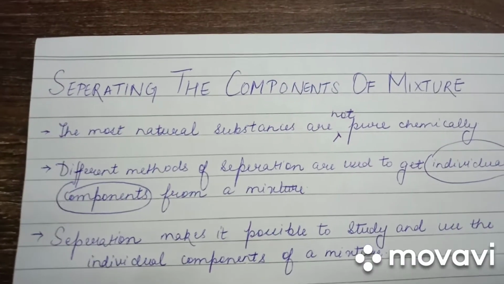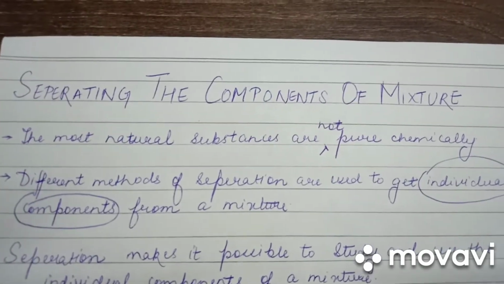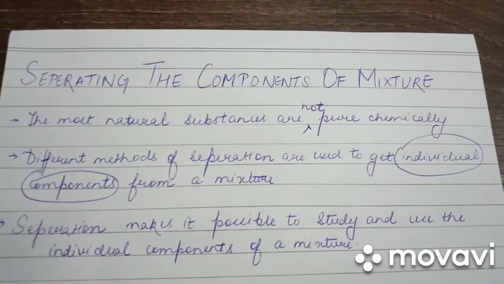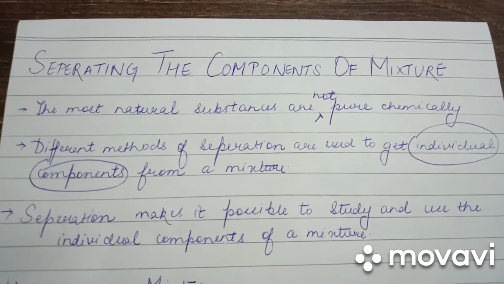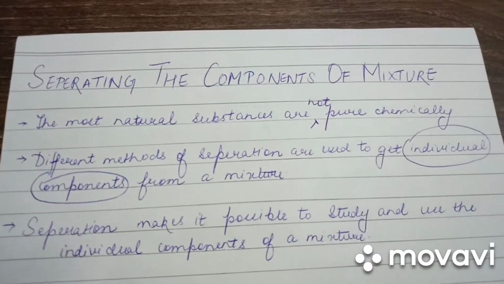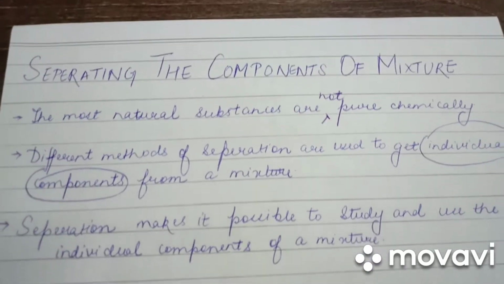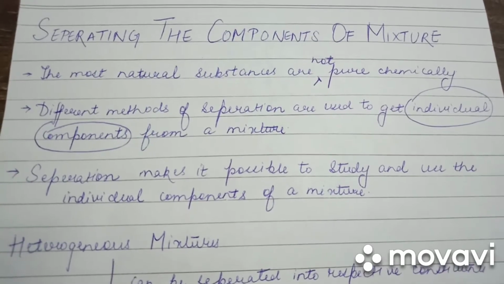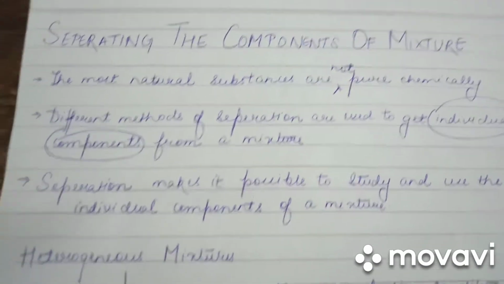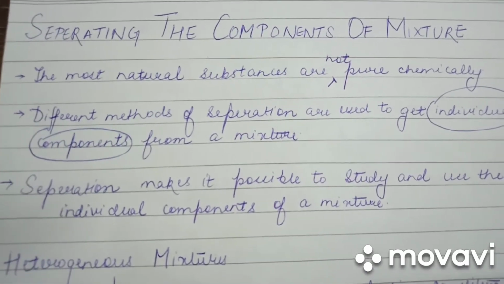Separating the components of a mixture. We all know that most natural substances are not chemically pure. Different methods of separation are used to get individual components from a mixture. Earlier we have learned about filtration and evaporation, through which we are able to obtain constituent particles of our mixtures. Separation makes it possible to study and use the individual components of a mixture. By the process of separation, we can obtain the original constituents of our mixture.